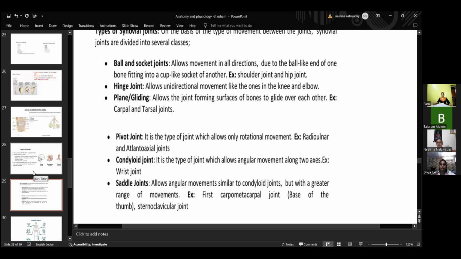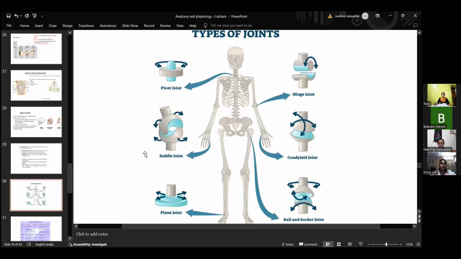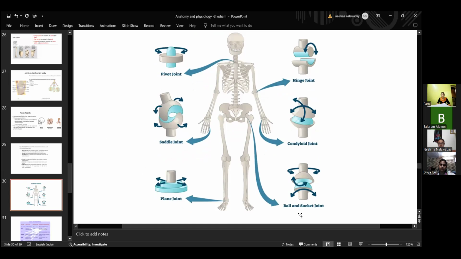So ball and socket, hinge, gliding, pivot, condyloid, and saddle. These are the types, or subtypes, of synovial joint. Here you can see pivot, where one end is fixed, and the arrows show the rotation direction. Hinge, condyloid, ball and socket, saddle, gliding.